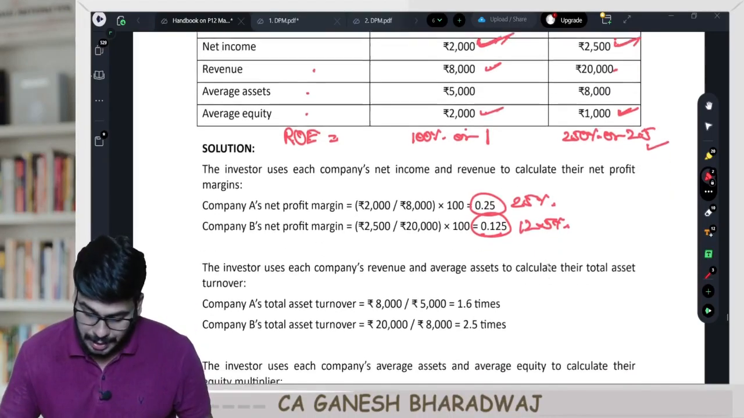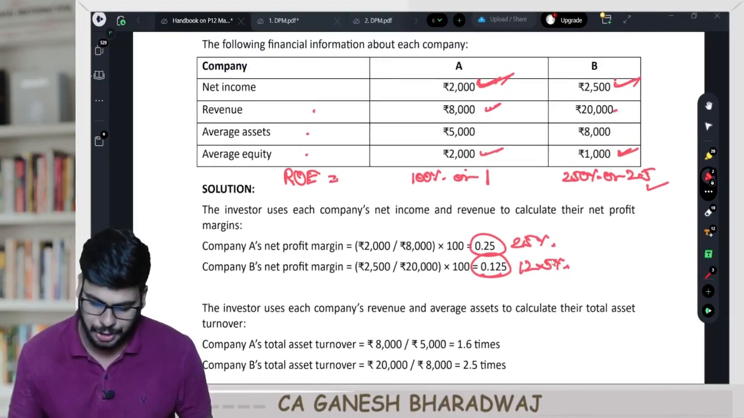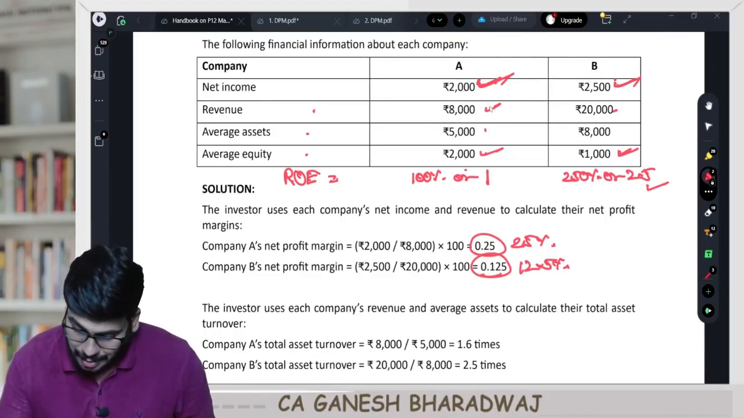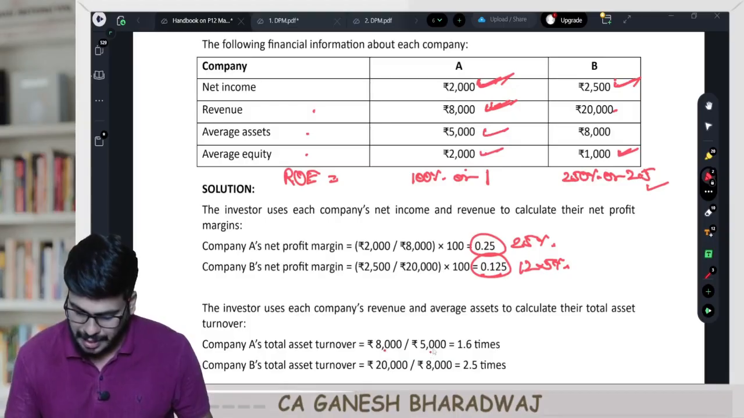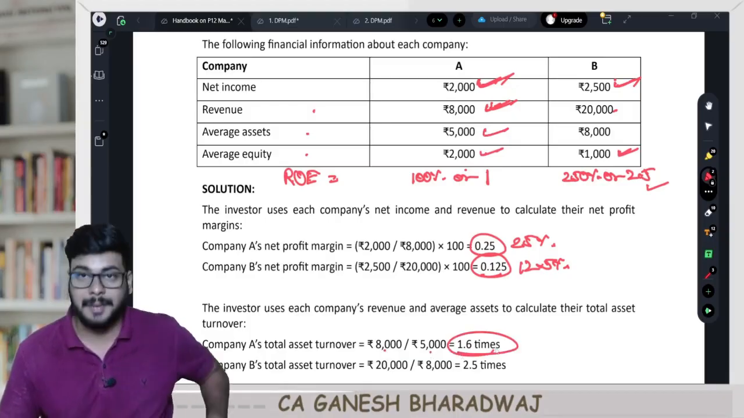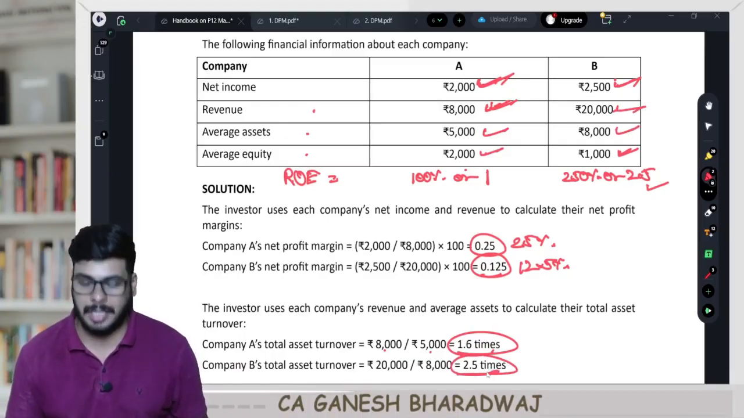Next is the asset turnover ratio. What's the asset turnover ratio here? It's going to be the revenue, sales, divided by average assets. So 8,000 divided by 5,000. So for company A, the efficiency is 1.6 times. Company B, 20,000 divided by 8,000, it's going to be 2.5 times. Are you clear with this?